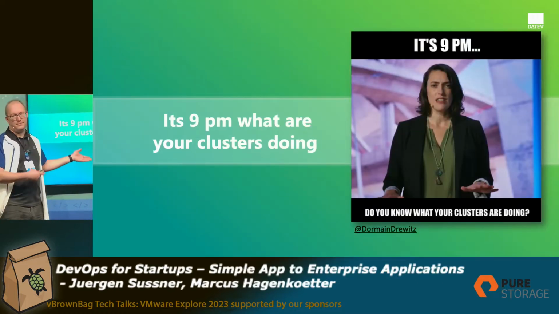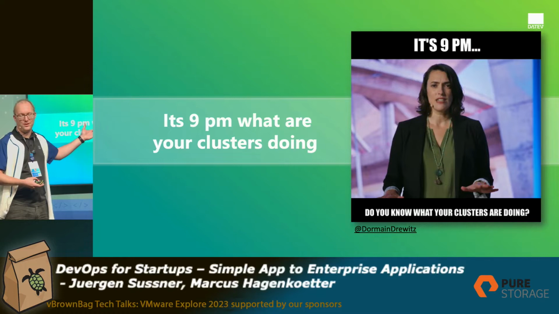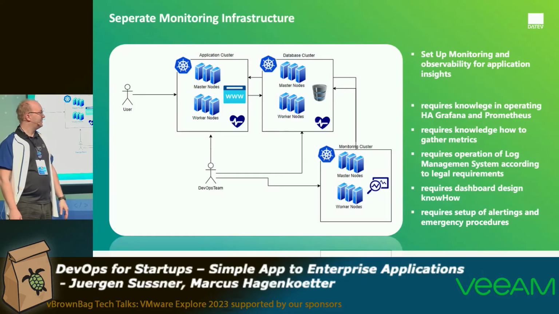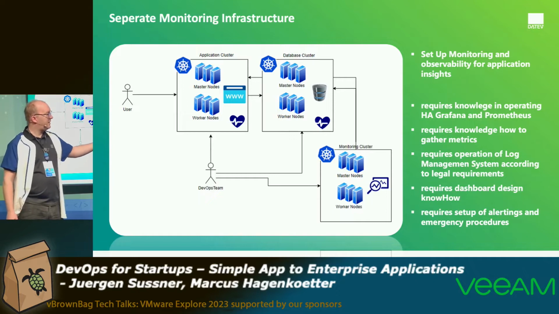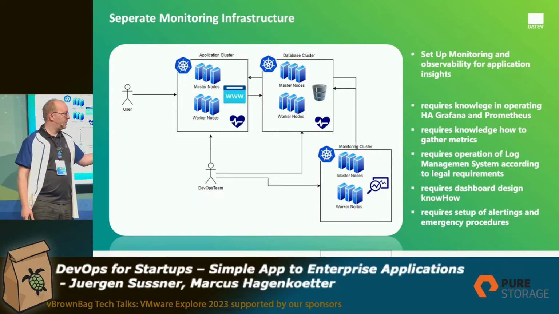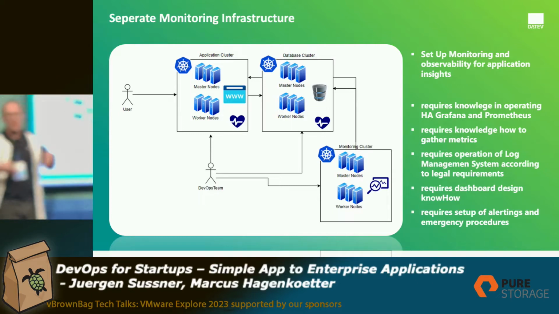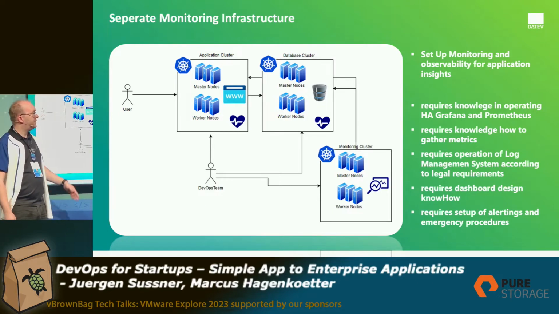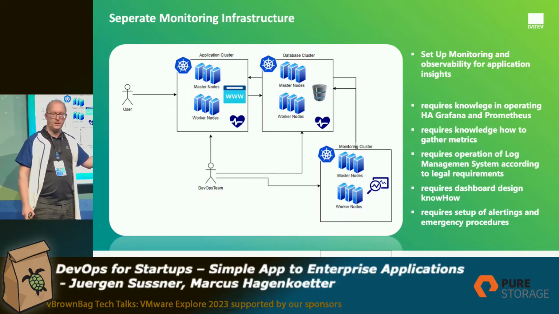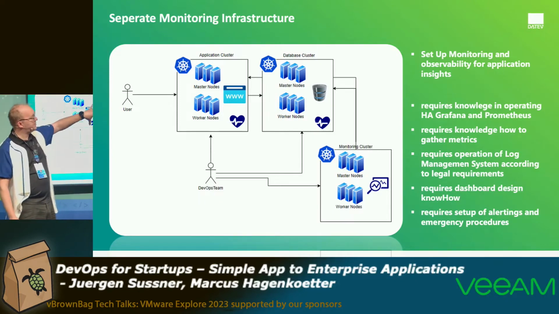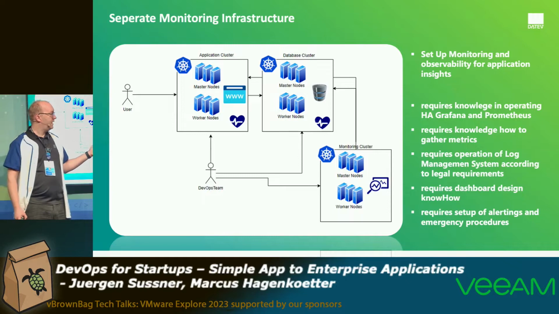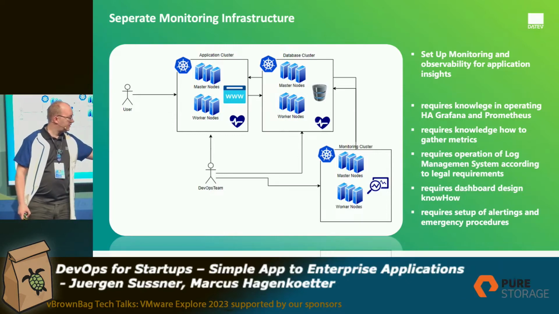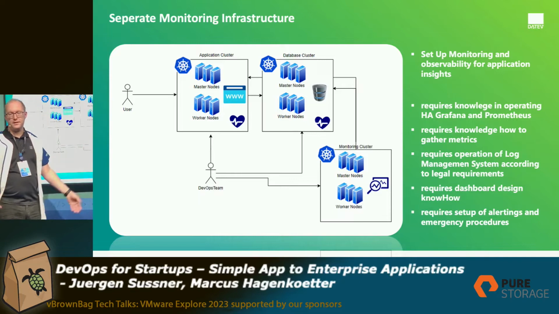So, a friend of mine said this: it's 9 PM, do you know what your clusters actually are doing? No, I don't. I don't know what my Kubernetes clusters are doing at the moment, and I have to add monitoring. For the sake of this demo, let's say, okay, we add another cluster that has all the monitoring logic on it. Can be Prometheus, can be Grafana, can be whatever monitoring system you can imagine. But it requires knowing how to operate this in a highly available fashion. This should not be bundled with the rest because this can fall apart. I still want to have the monitoring information. And I also have to have the knowledge about dashboard design and all the stuff that's written down here, how to act in an emergency.